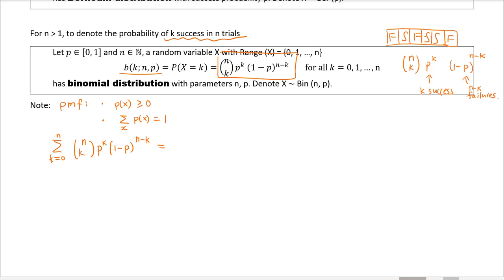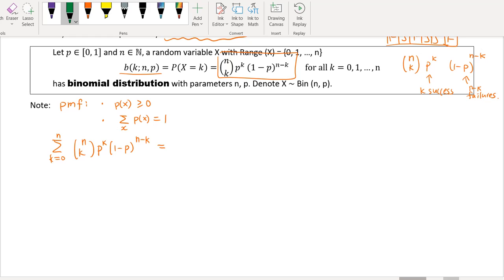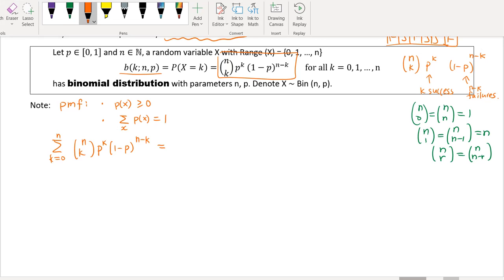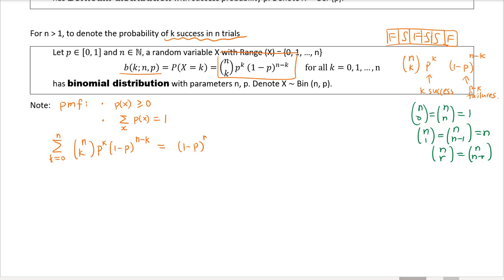Well, when we have k equal to 0, we have n choose 0, which is 1. Remember, n choose 0 equals n choose n equals 1, n choose 1 equals n choose n minus 1 equals n. In general, n choose r equals n choose n minus r. So the first term, k equal to 0, is n choose 0 which is 1, p to the 0 is 1, and then 1 minus p to the n.